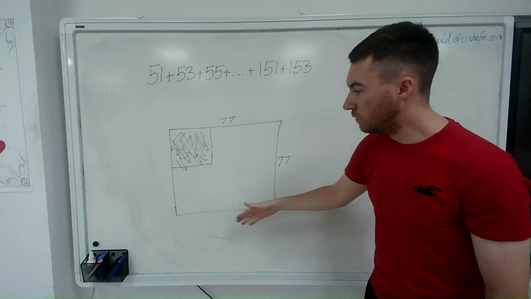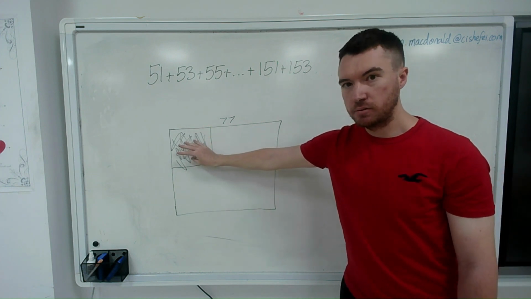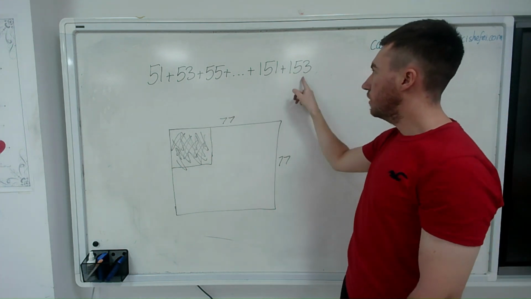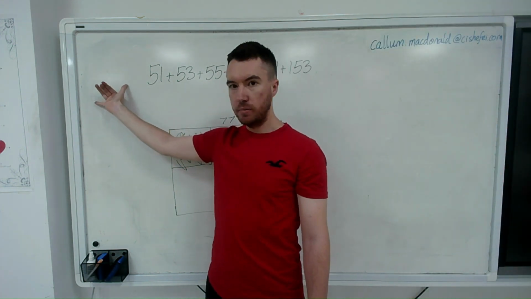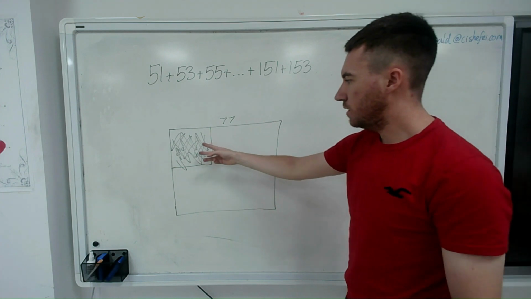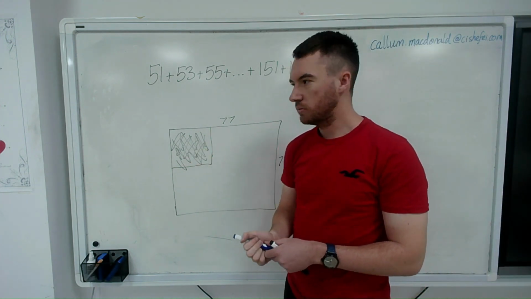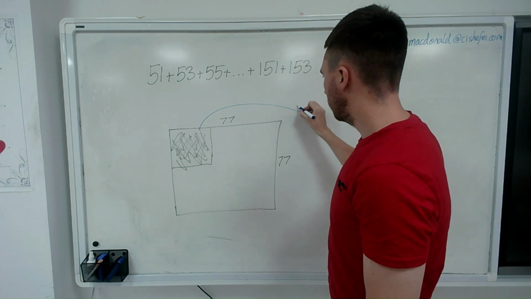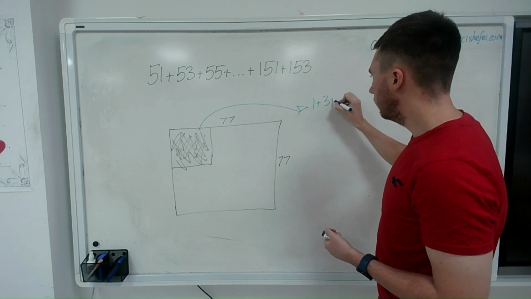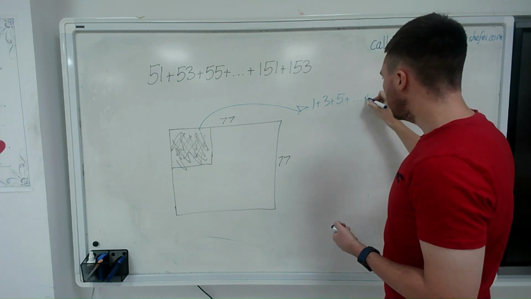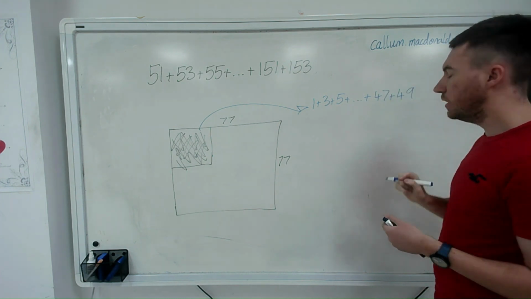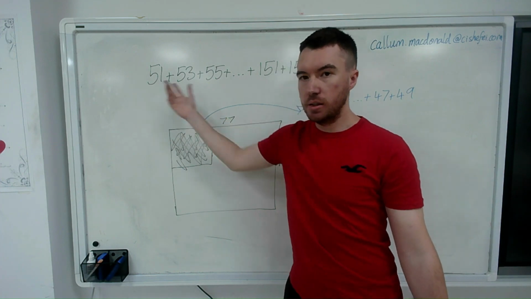So if we know the whole square, we can take away this part. In the same way that if we know the whole equation from 1 plus 3 plus 5 all the way to this, we can take away this part. Okay. So can I write this part? What is this? Well, this is 1 plus 3 plus 5 up to 49. Right? That's what we have to take away from the start to get our answer.